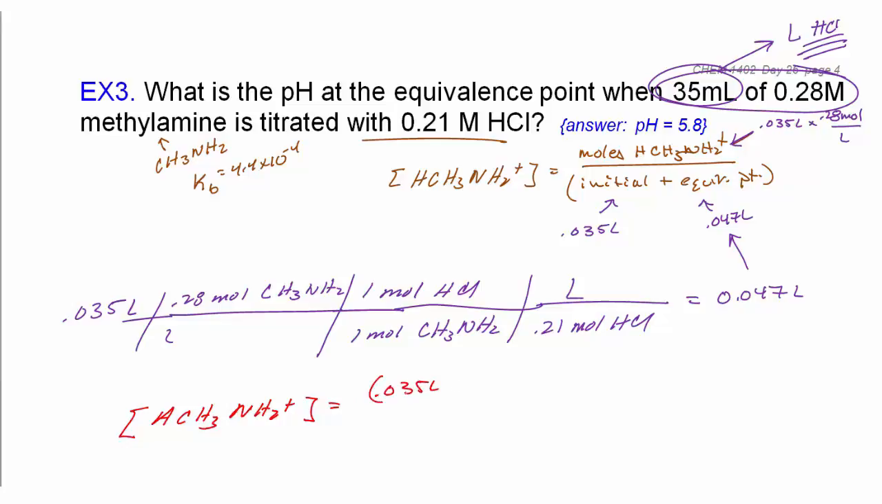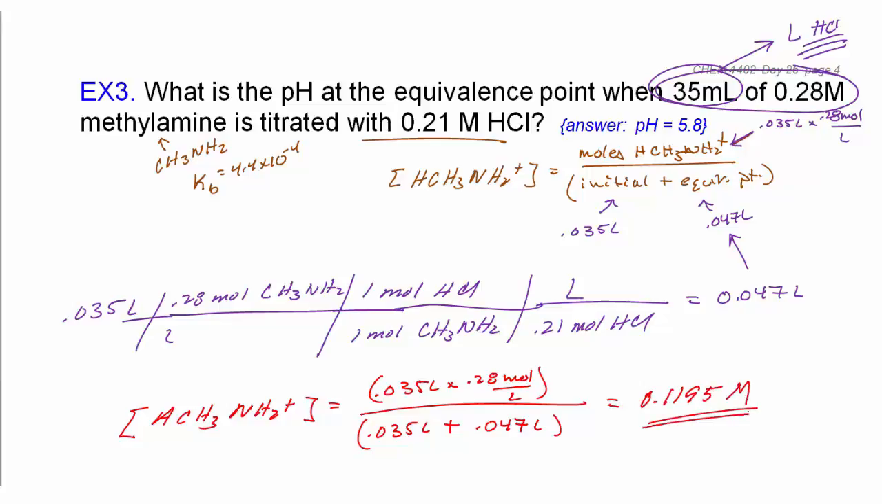0.035 liters times 0.28 moles in a liter, divided by my initial volume plus my equivalence point. So 0.035 times 0.28 divided by (0.035 plus 0.047) equals 0.1195. Okay, so that's my initial concentration of my conjugate acid.